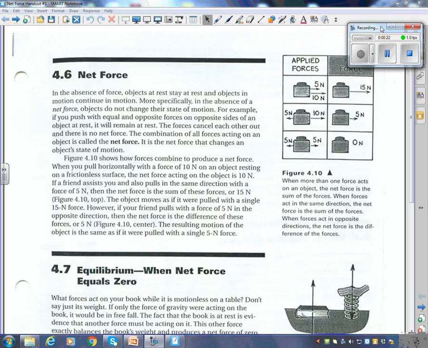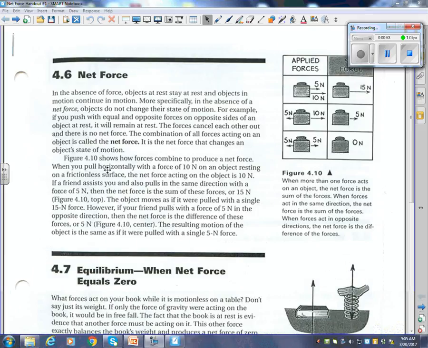So here, let's begin. In the absence of force, objects stay at rest, and objects in motion continue motion. You know that from grade 10, grade 11 as well, Newton's law. More specifically, in the absence of a net force, objects do not change their state of motion. For example, if you push with equal and opposite forces on opposite sides of an object at rest, it will remain at rest. The forces cancel each other out, and there is no net force, or the net force would be zero. The combination of all forces acting on an object is called the net force.